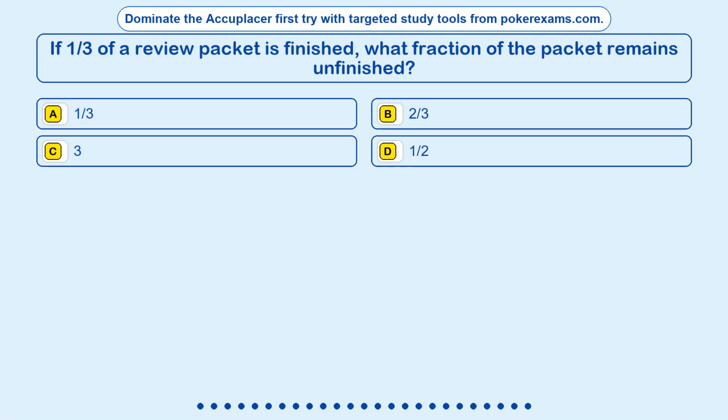Question 2. If 1/3 of a review packet is finished, what fraction of the packet remains unfinished? Option A, 1/3. Option B, 2/3. Option C, 3. Option D, 1/2.